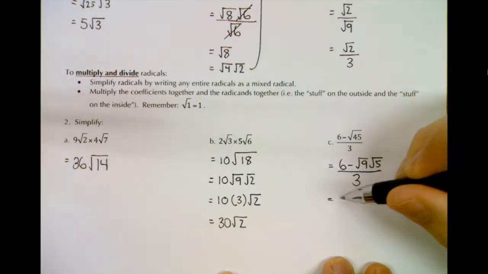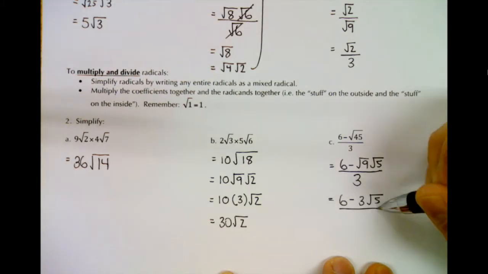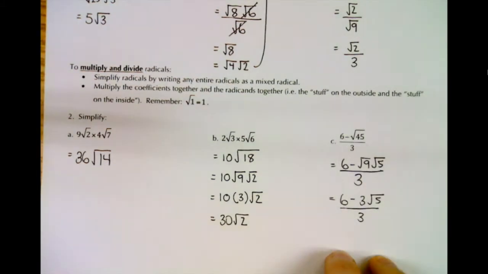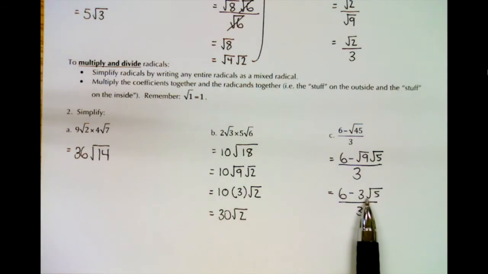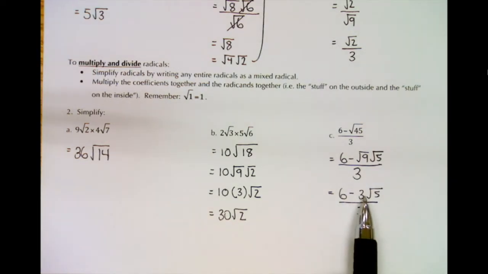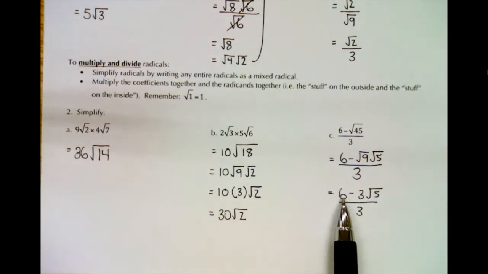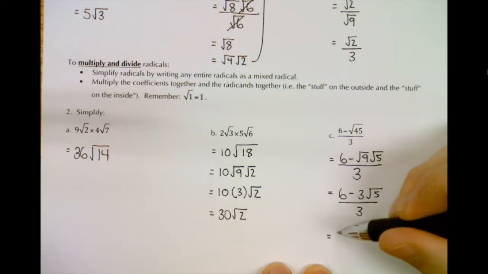Square root of 9 is 3, so 6 minus 3 root 5 over 3. And now, on the top, you may notice there are two terms, a constant term and a radical term. Well, they have something in common. They both have a common factor of 3. We can divide both of these by 3 because the coefficient on our radical is 3 and our constant can be divided by 3. So let's common factor 3, and that'll allow us to simplify this a little bit further.